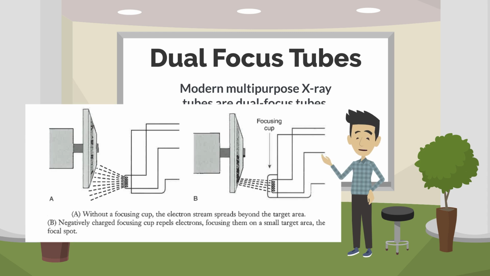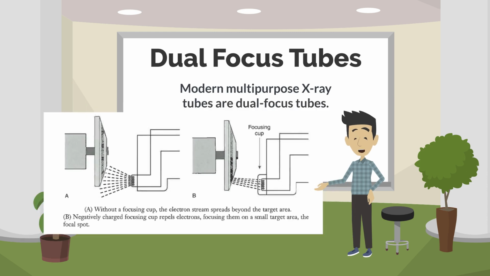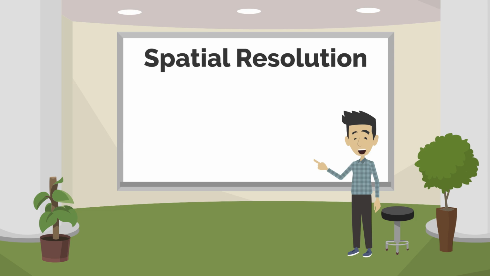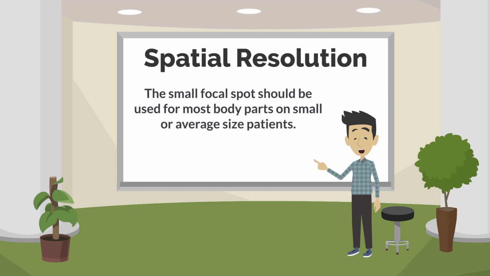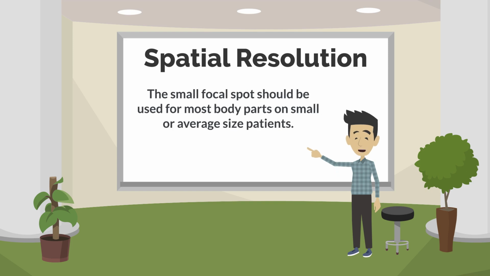The small filament and focal spot provide much better spatial resolution. Spatial resolution is the new digital term used to describe the sharpness of the structures recorded in the image. The small focal spot should be used for most body parts on small or average size patients.